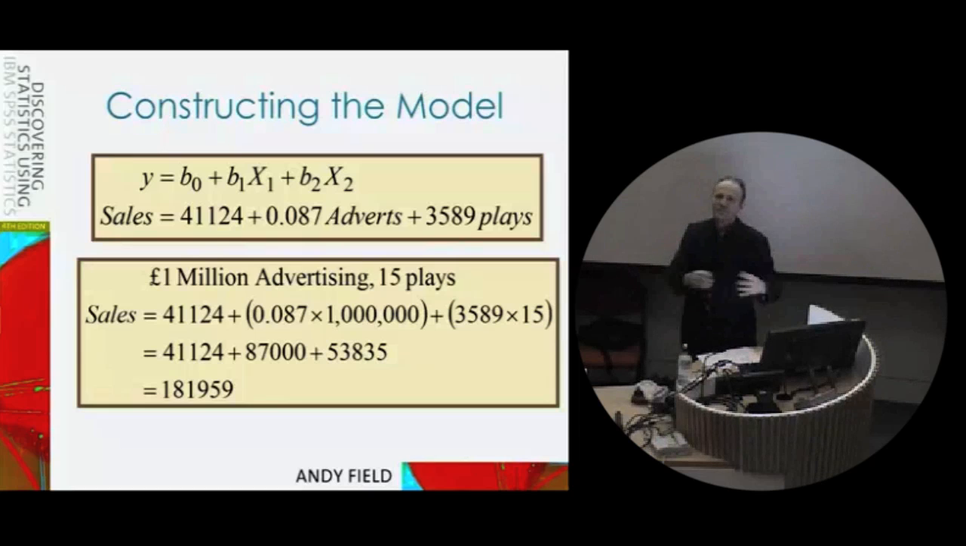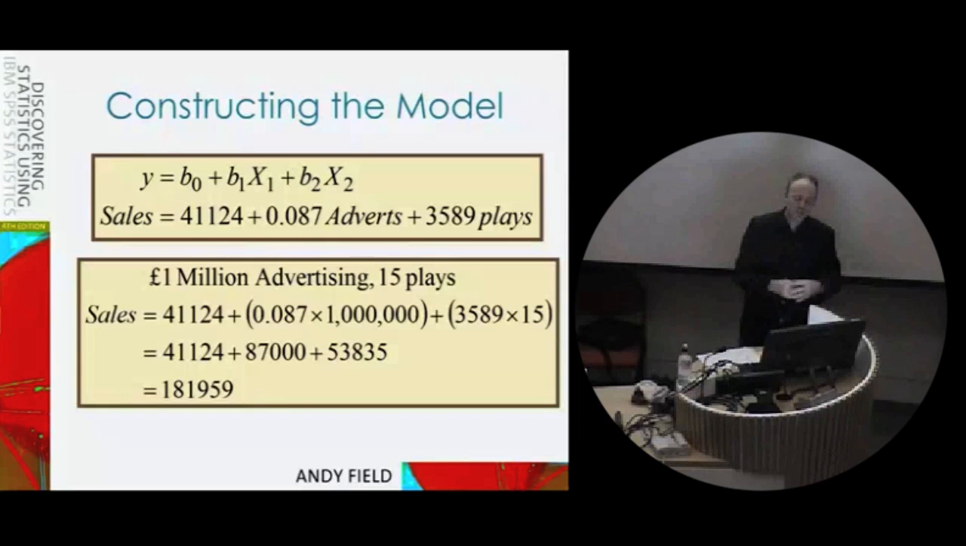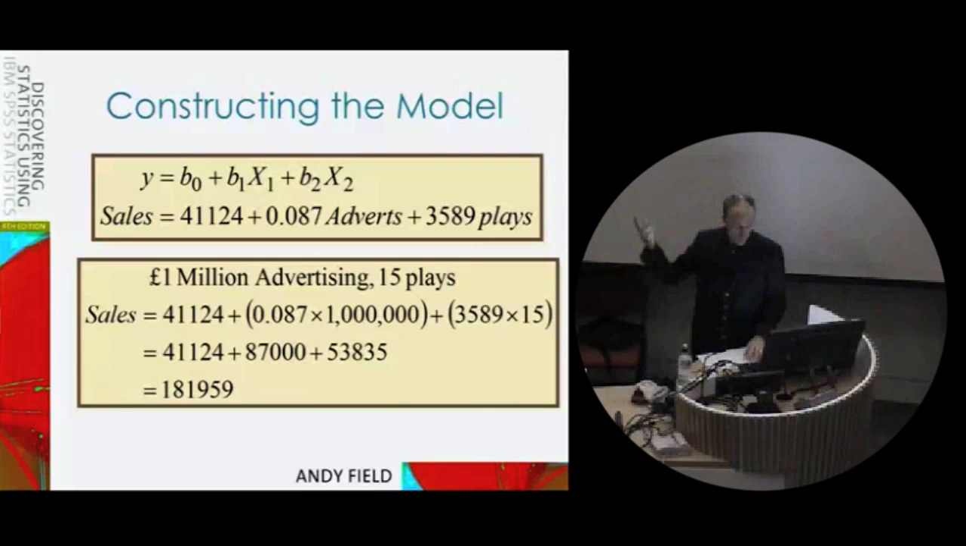So that's why we use these parameter estimates, we construct models, and we start making predictions. It gives us useful information. It's used in business all the time, as well as psychology.